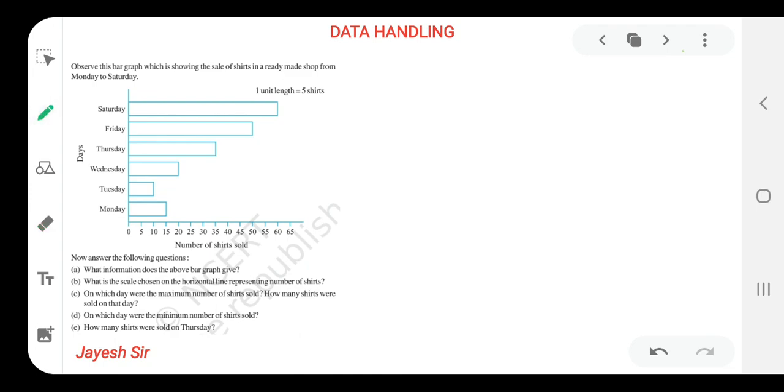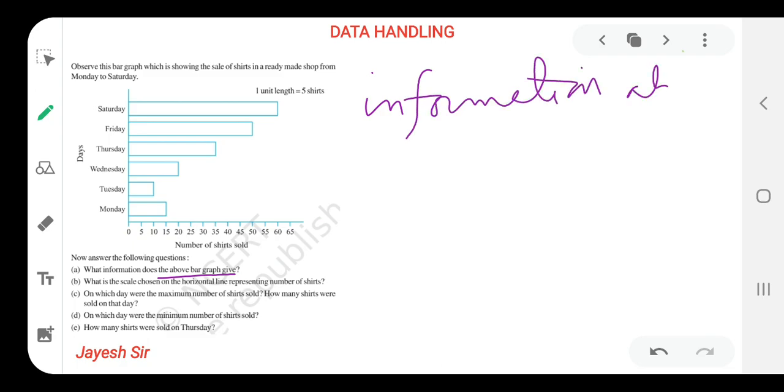Now answer the following questions. What information does the bar graph give? The answer for this question always lies in the question itself. The above bar graph gives information about, now what is the information? The sale of shirts in a ready-made shop from Monday to Saturday. This thing we have to write over here.